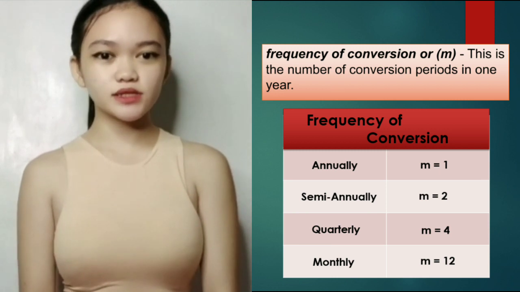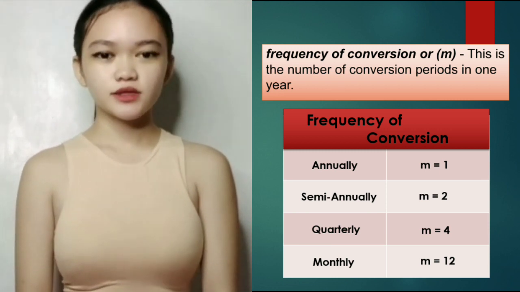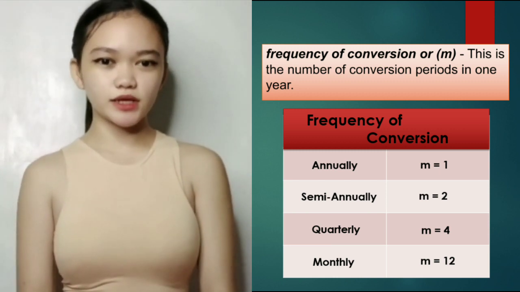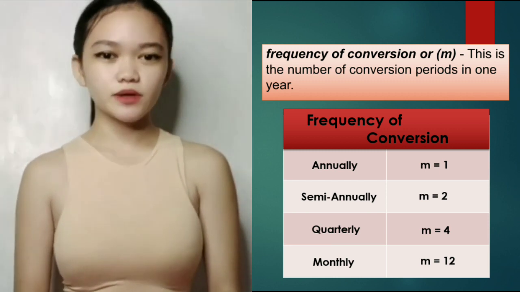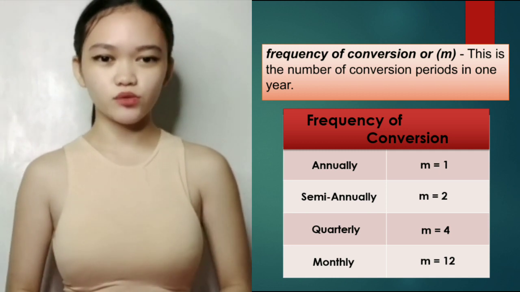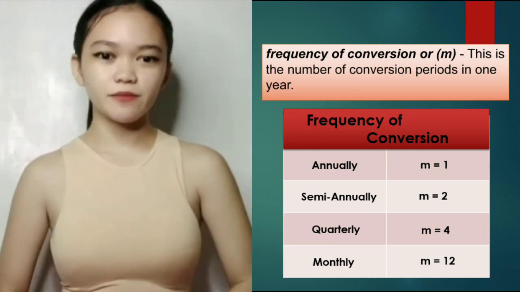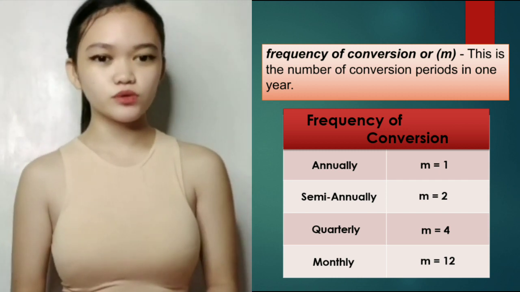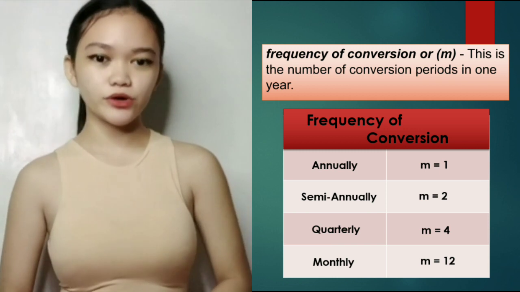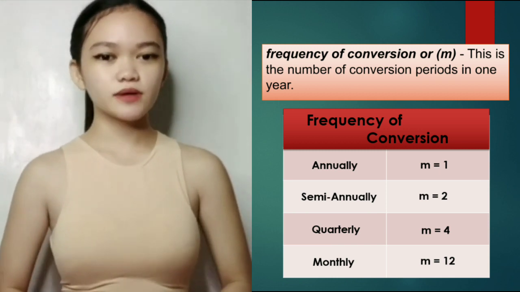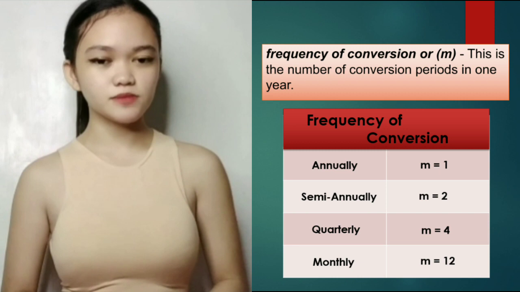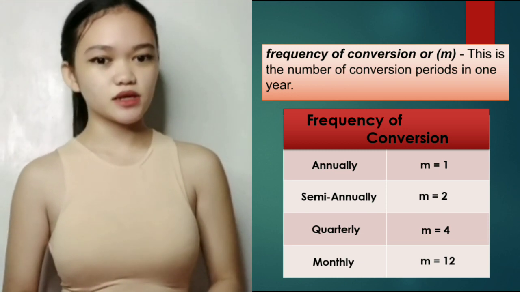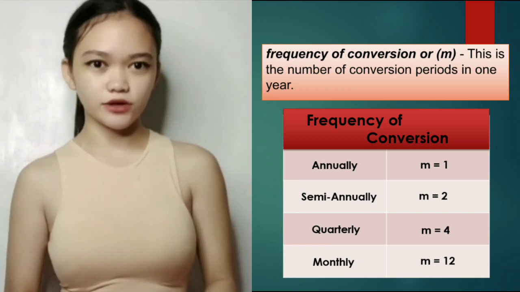We have the frequency of conversion or M. This is the number of conversion periods in 1 year. In annually, we have 1. It means that it can only be compounded 1 time a year. In semi-annually, we have 2. It means that it will be compounded 2 times a year. In quarterly, we have 4. It means that it will be compounded 4 times a year. And in monthly, we have 12. It means that it will be compounded 12 times a year.